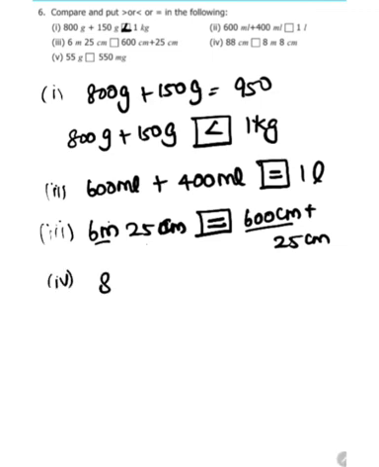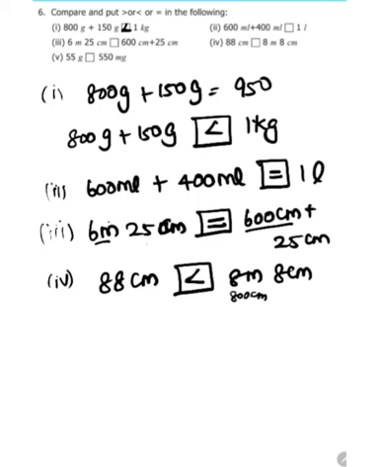Then 88 centimeter and 8 meter 8 centimeter. 8 meter is nothing but 800 centimeter. So 800 plus 8 is 808 centimeter. So this side is bigger.